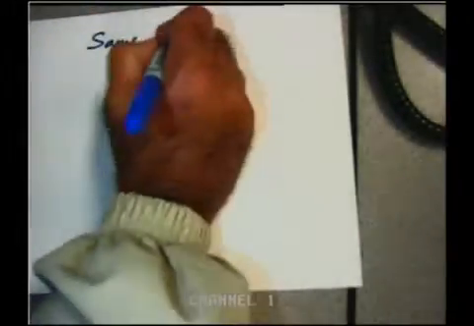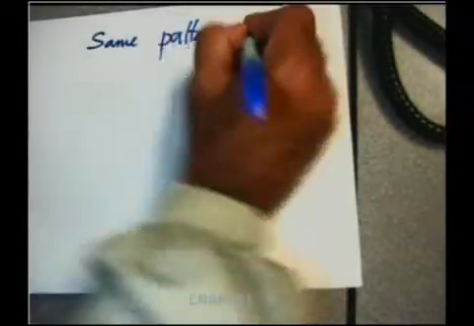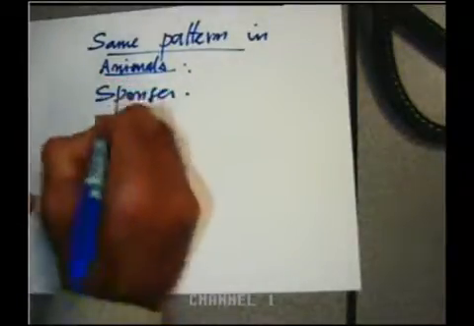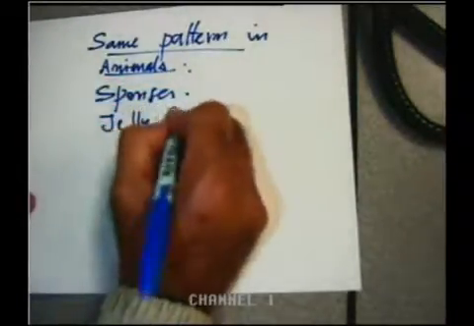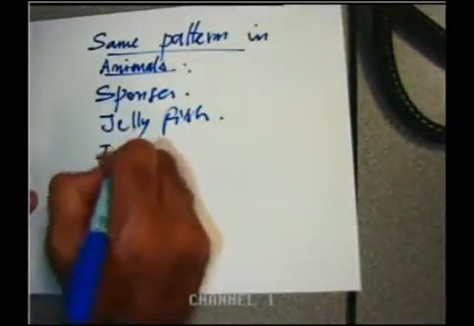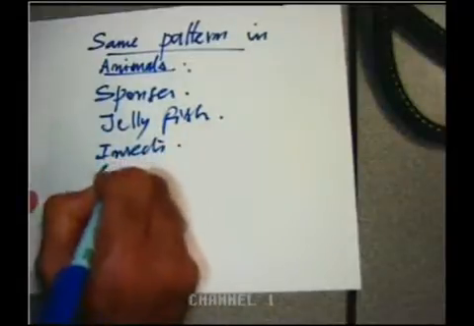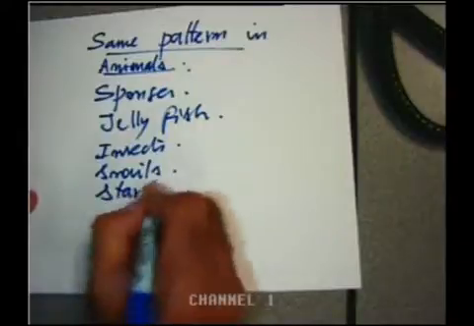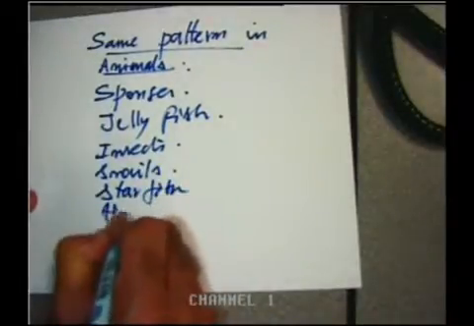The same pattern in animals. That's what we discussed. Just now I told you about it. Same patterns in animals. For example, sponges, jellyfish. And then you also have insects, snails, starfish, human.